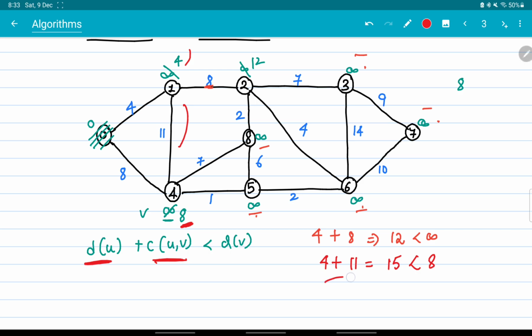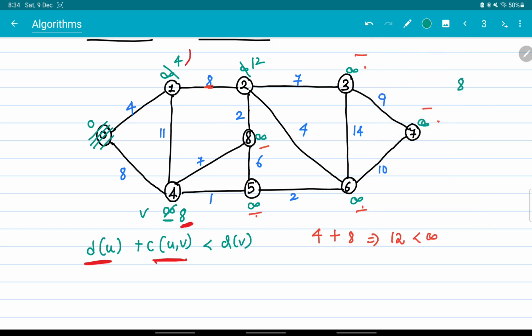Now suppose I add these two numbers and I get something which is less than 8, like 6 or 5 or 3. Then I'm supposed to cut that 8 and write that 6 or 5 or 3 over there. But since I got 15 over here, which is greater than 8, this condition is not satisfied. So I will not be updating the distance value, and my original distance will remain. That is, 8 will only be the value over there. So I'll let my 8 remain as it is.